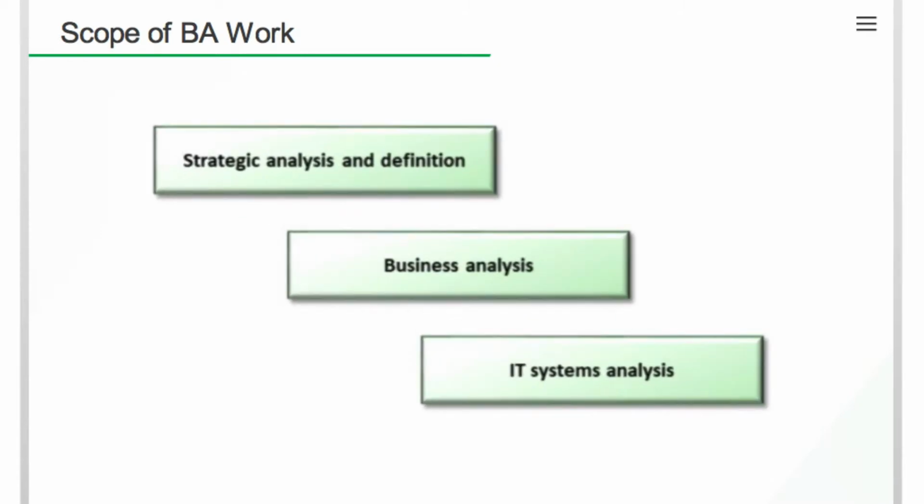The diagram you can see on screen shows 3 areas that we might consider to be within the scope of the business analyst. Strategic analysis is usually the work of senior management, but business analysts need to have a good understanding of the strategy development process. We will explore some strategic analysis techniques and an overview of the strategic planning process in lessons 3 and 4.